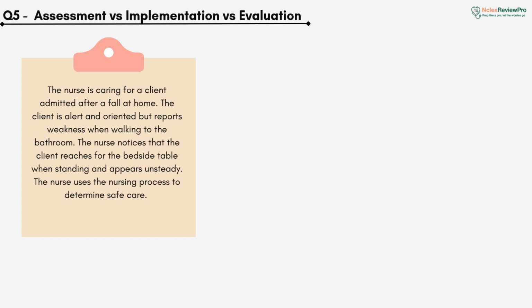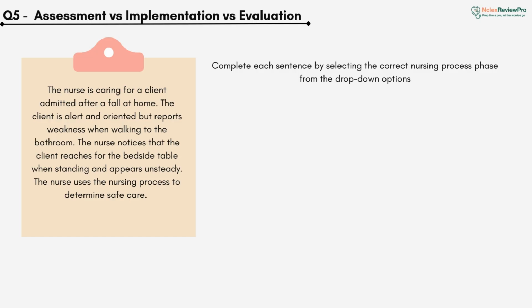The client is alert and oriented, but reports weakness when walking to the bathroom. The nurse notices that the client reaches for the bedside table when standing and appears unsteady. The nurse uses the nursing process to determine safe care. And the question is asking you to complete each sentence by selecting the correct nursing process phase from the drop-down options. The drop-down options are assessment, implementation, and evaluation.